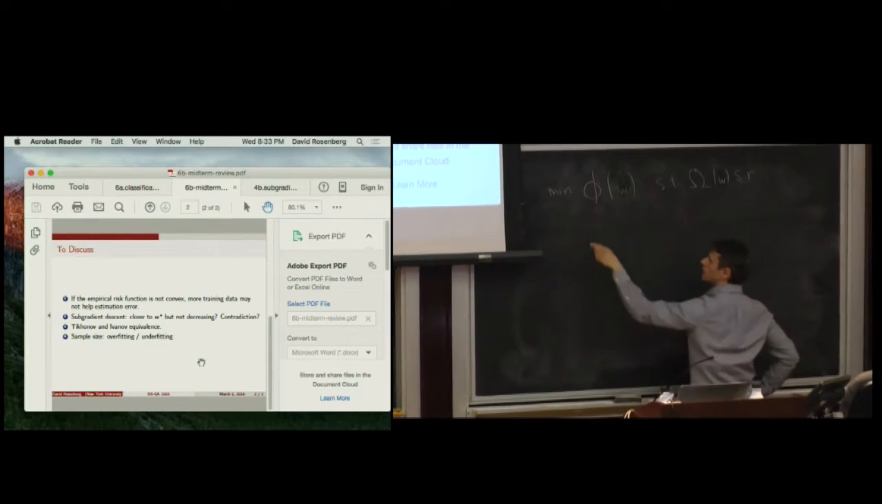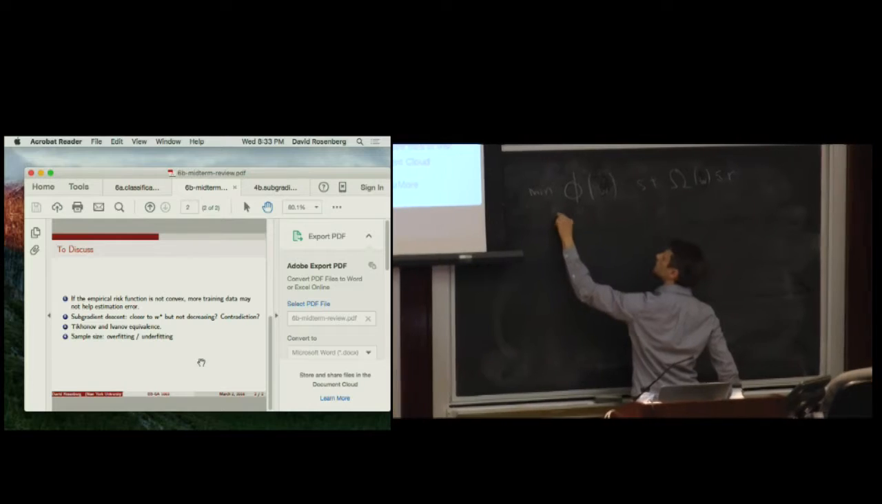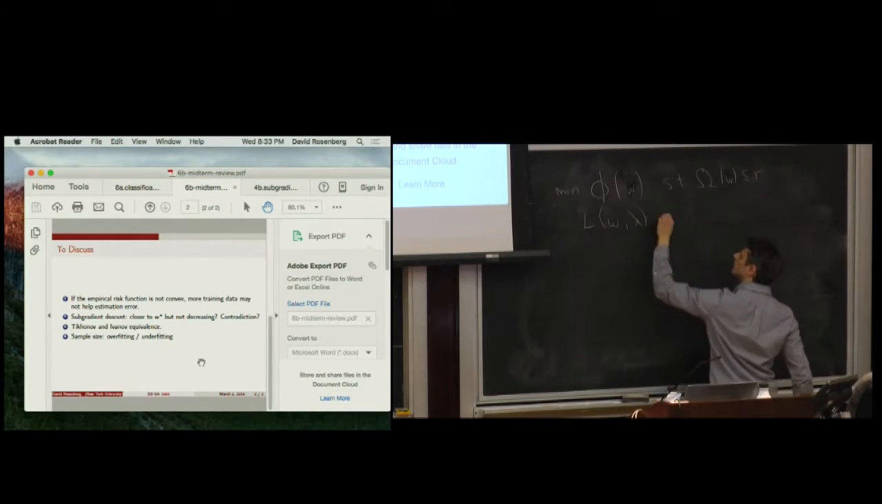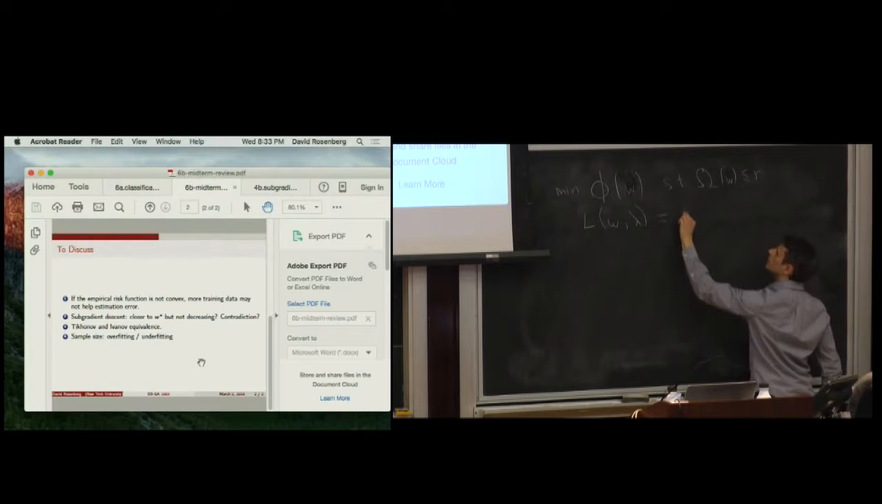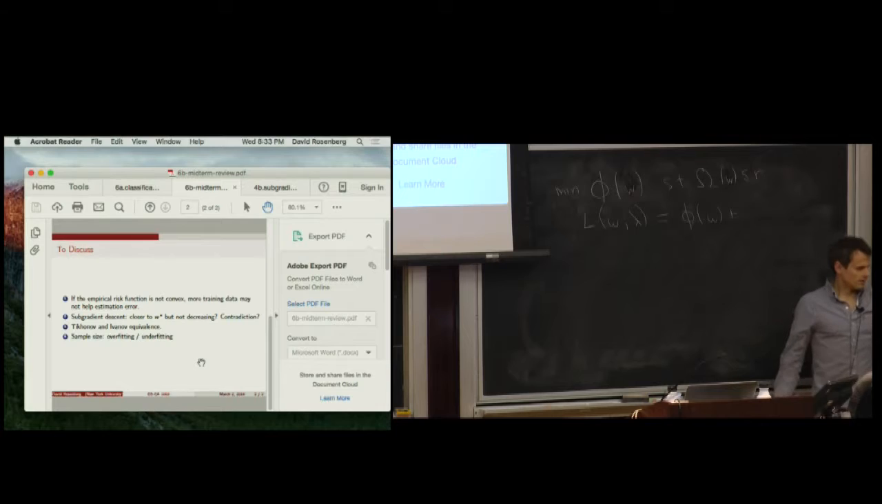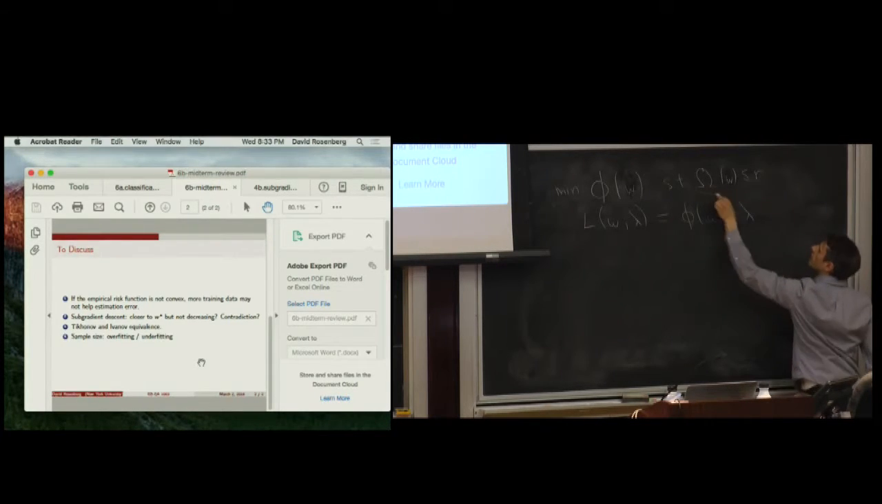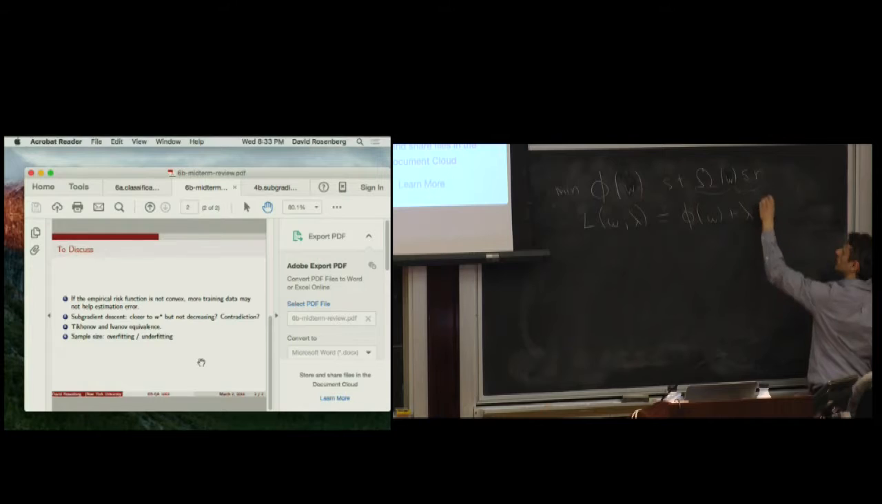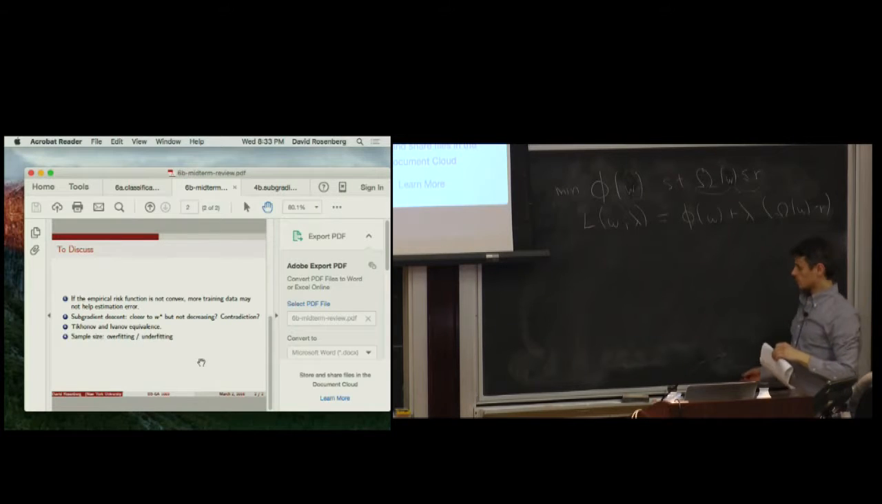All right, so the Lagrangian is equal to phi of W plus lambda. And then in our formulation, our constraints are always less than or equal to zero, right? So lambda times omega of W minus R. Good? All right, so that's our Lagrangian.